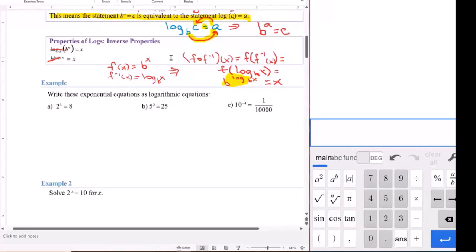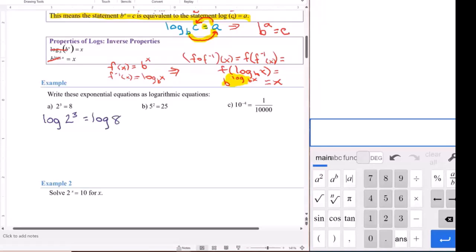Now for you, you might want to just memorize things. So if you want to memorize things, go ahead. First, I'm going to do it the way I would like to teach it to you, and then we'll do it a different way. So write these exponential equations as logarithmic equations. So what I can do is take the log of both sides.